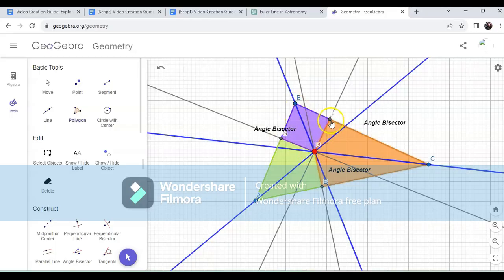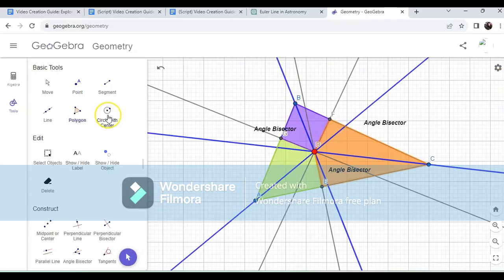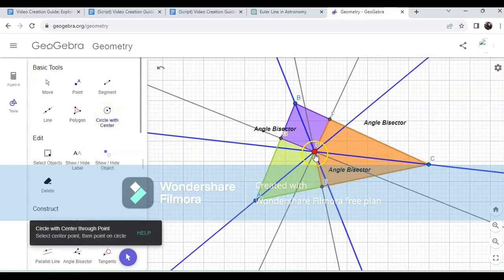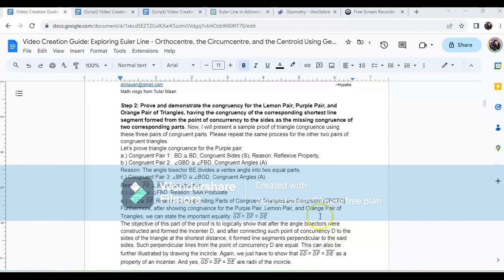into two equal angles, GBD and angle FBD. And finally, we're going to have right angles formed by having a side perpendicular to the line segment connecting the incenter to the side of the triangle. The point of intersection is at the point of contact of the tangent line of the incircle. So let's create the incircle. Just click on the circle with center functionality, then choose the incenter and then stop here at either E, F, or G.